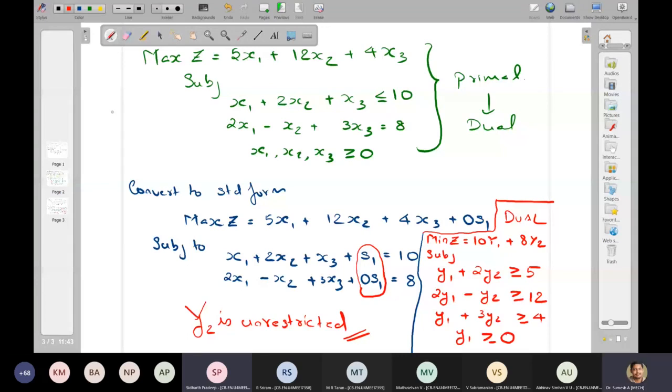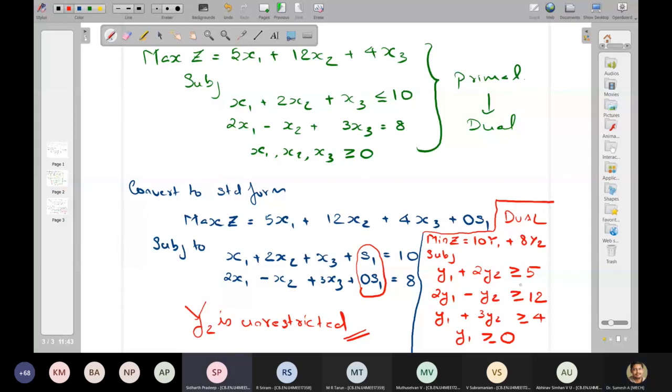Again, now you can see all my constraints here are greater than symbol. You have to convert this into standard form again. Now this is a primal problem, and this is the dual. For standard form, we should add A1 and A2 for the simplex. Whenever it is required, all those things will come into the picture.